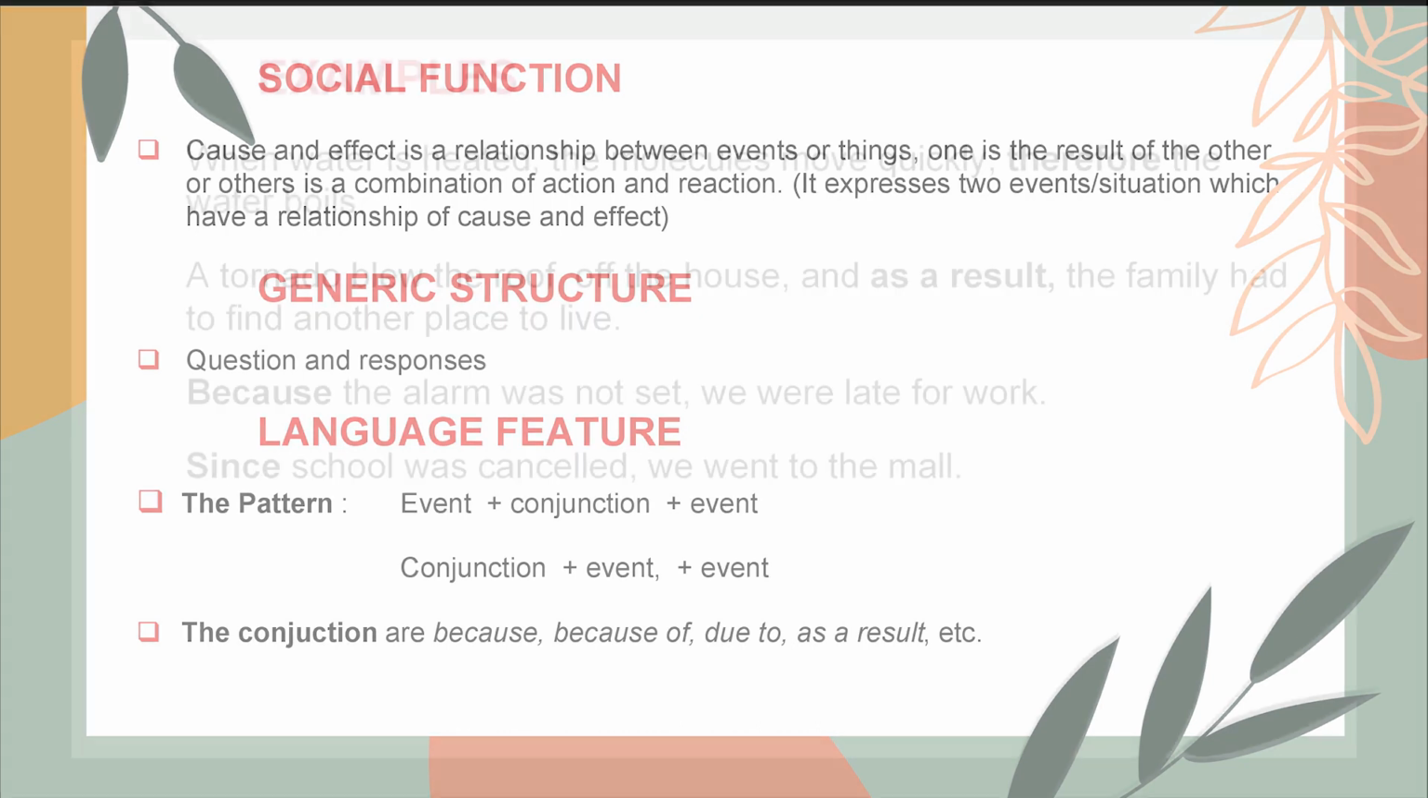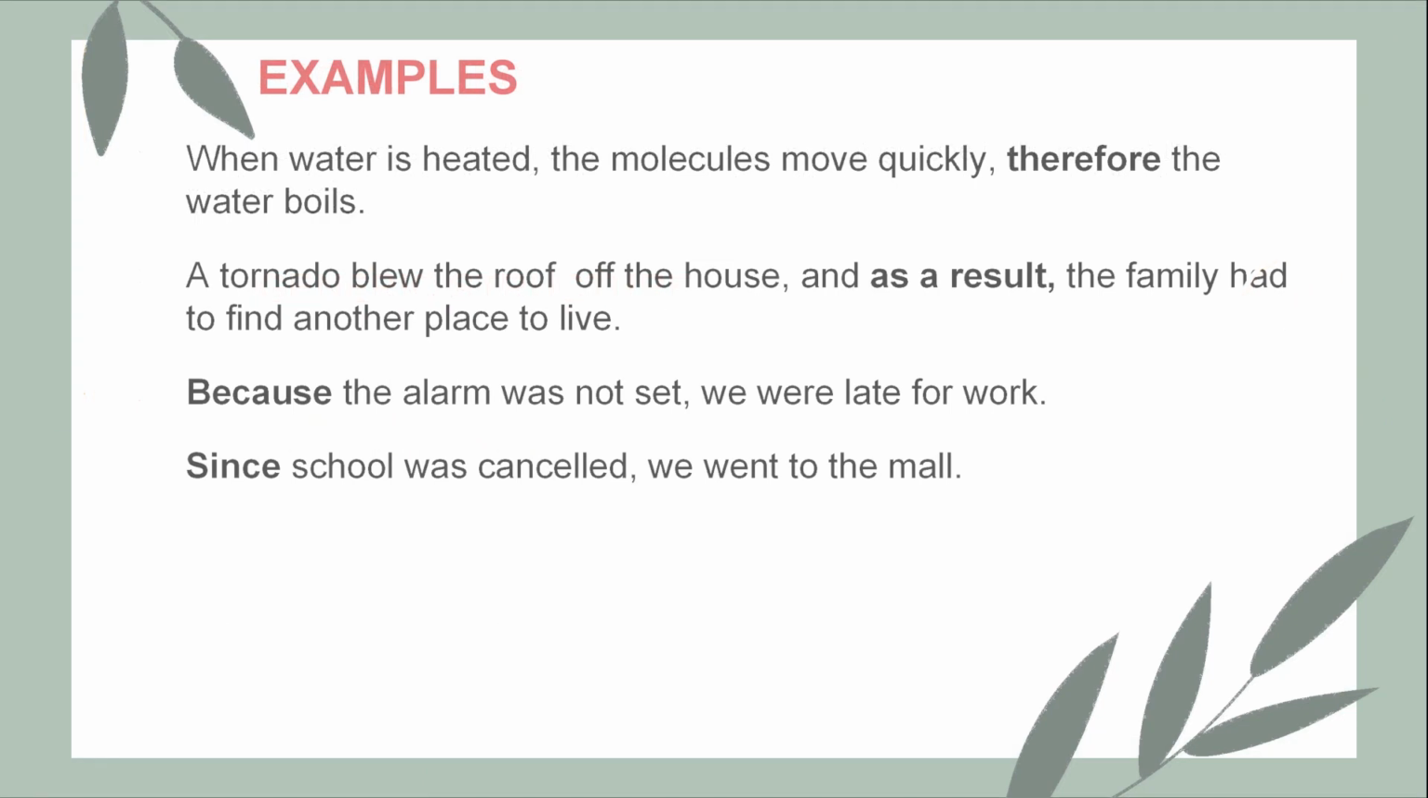Next, let's have a look at the examples. The first sentence: when water is heated, the molecules move quickly. Therefore, the water boils. Here we can see that the sentence used the conjunction therefore. There is a relationship between the two clauses, the cause and the effect. The cause is when water is heated, the molecules move quickly, and the effect is the water boils.